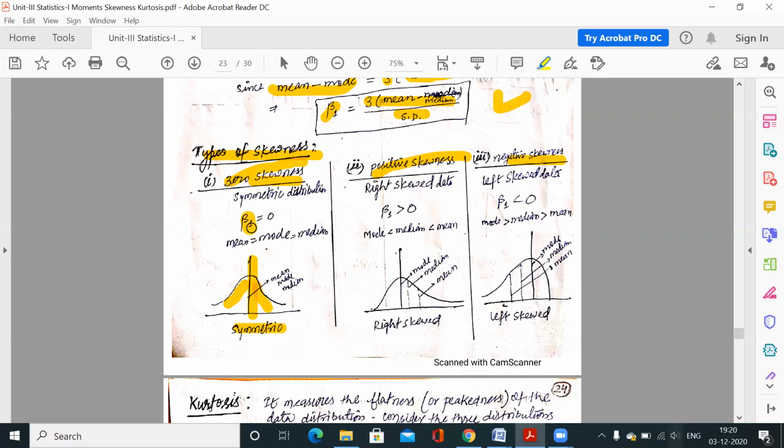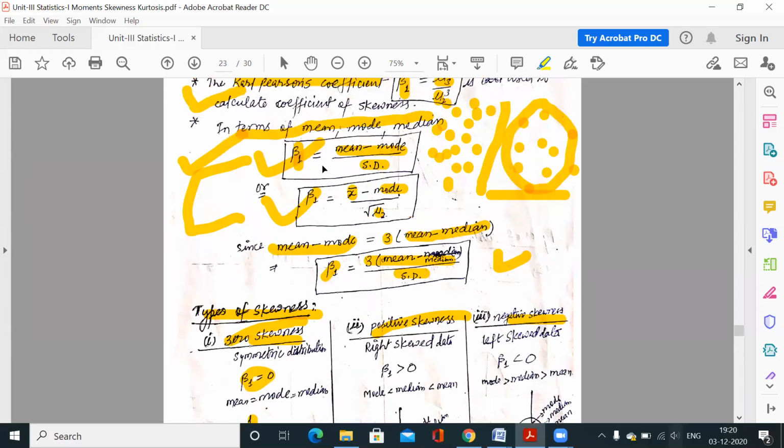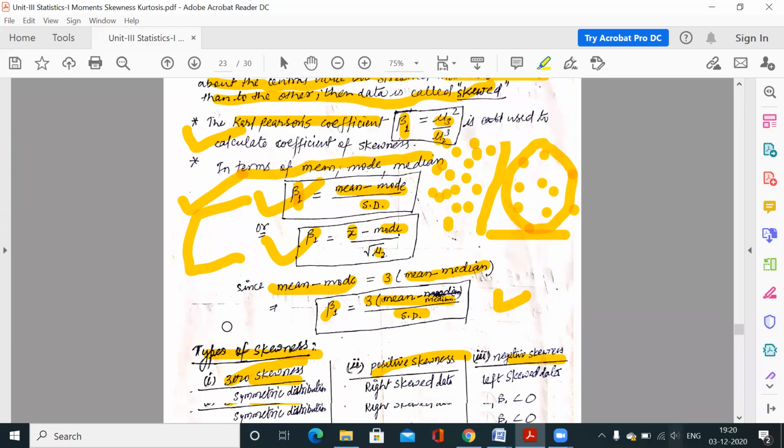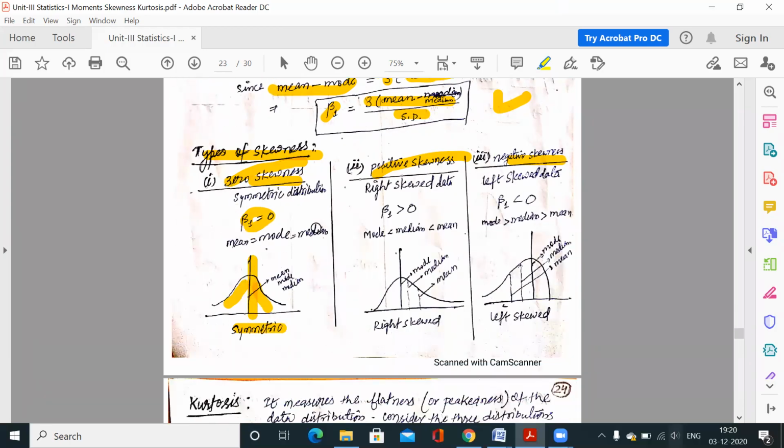So beta 1 is 0. This coefficient, which measures the skewness, beta 1, is 0. Based on the beta 1 value, we can decide whether the data distribution is skewed or not skewed. If beta 1 is 0, the skewness is 0, so it is not skewed data. If beta 1 is non-zero, either positive or negative, we will say the data is skewed. If beta 1 is positive, it is right skewed data, and if beta 1 is negative, it is left skewed data.